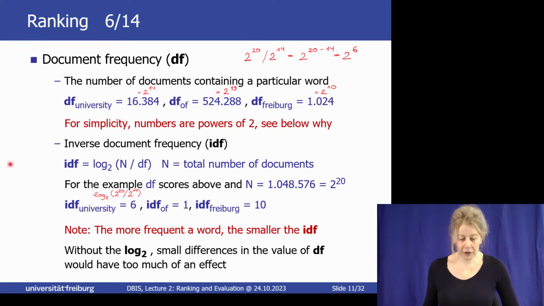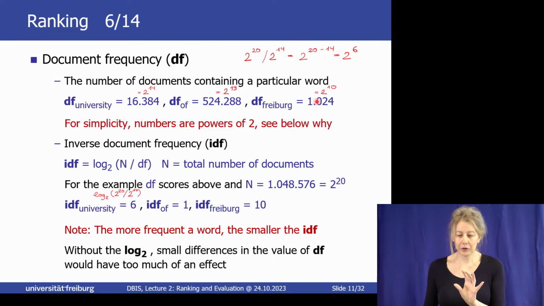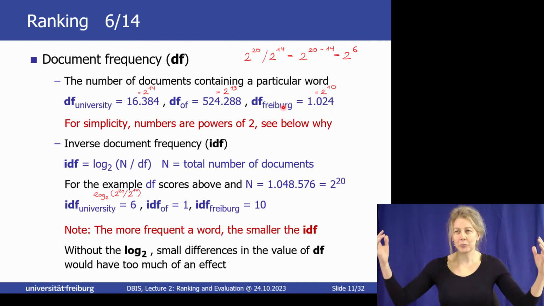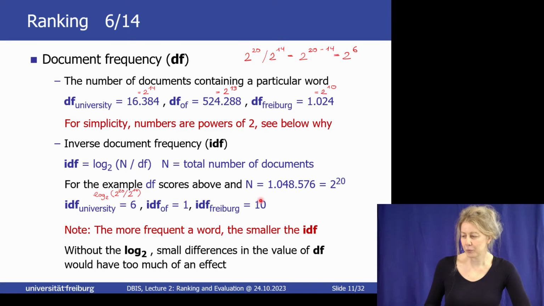And why do we take the log 2? We don't have to take the log 2. We would have the same effect, higher if more specific, without the log 2. That's a very common thing to do. Look at the differences in these numbers without the log 2. They're enormous, right? There's a difference of 500 from "of" to Freiburg. That's too big. We want a difference, but we don't want it to be as large. By taking the log of this funny thing, we get numbers 6, 1, 10. There's a range here, but the differences are not super large.